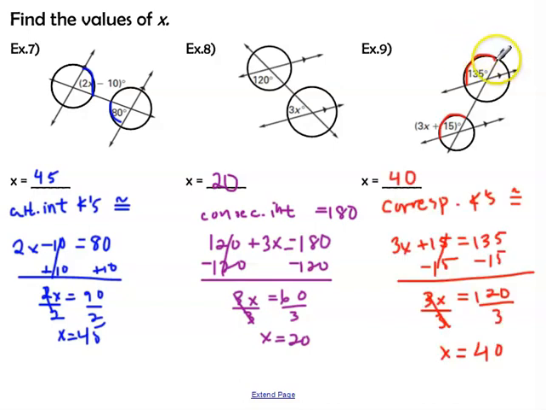So hopefully you recognize that the angle marked 135 and 3x plus 15, they're both in the top left side of the circle. So they're corresponding angles. And remember, corresponding angles are congruent. And that means the same. So 3x plus 15 is the same as 135. So they're equal to each other. Then subtract the 15 from both sides, divide both sides by 3, and you should get an answer of x equals 40.